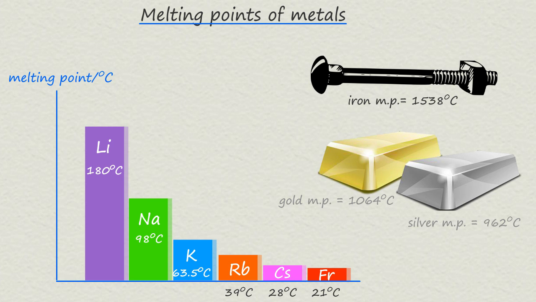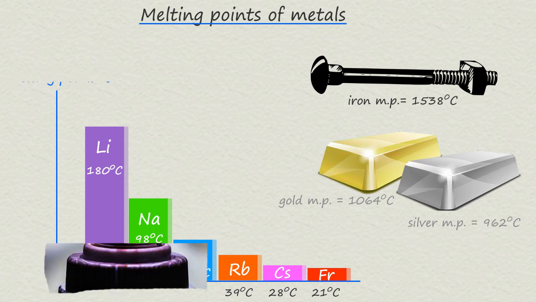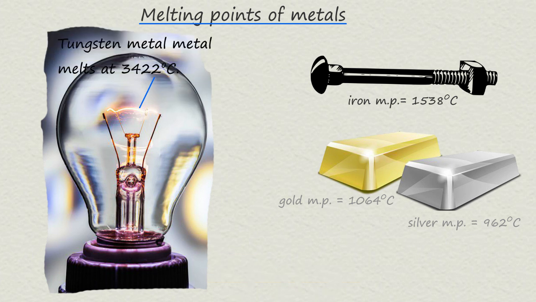For example, gold melts at 1064 degrees Celsius, silver 962 degrees Celsius, and iron at 1538 degrees Celsius. While tungsten, the metal used in light bulbs, has a melting point of 3422 degrees Celsius. Other than mercury, which is a liquid at room temperature, the melting points of the transition metals are very high in comparison to those of the alkali metals.